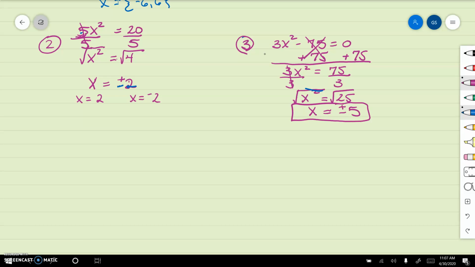But I do want you to understand that it's x equals 5 and x equals negative 5. You don't have to write it this way, but you might see it written this way.